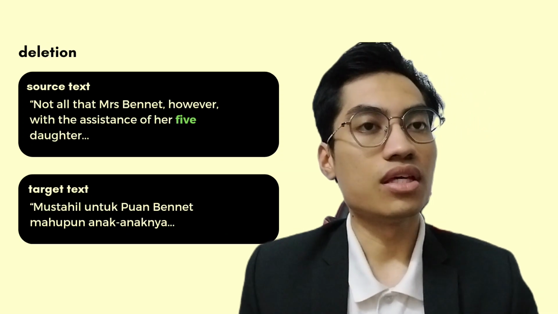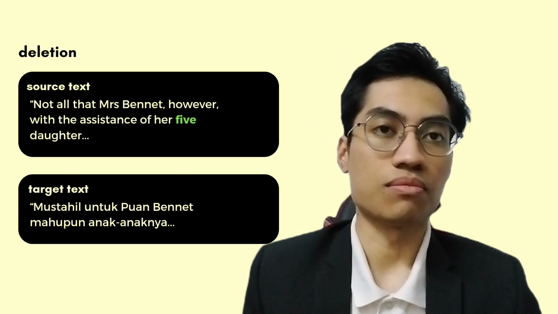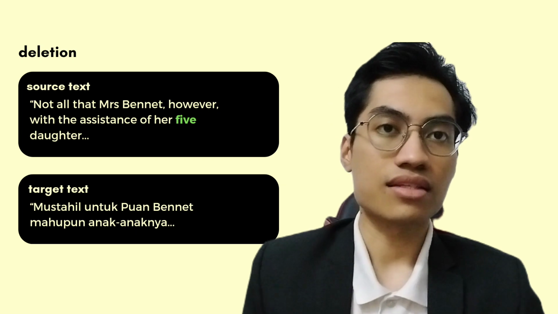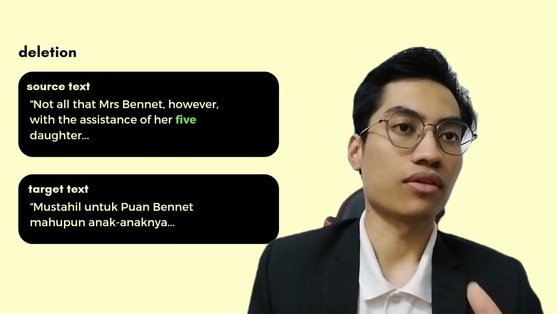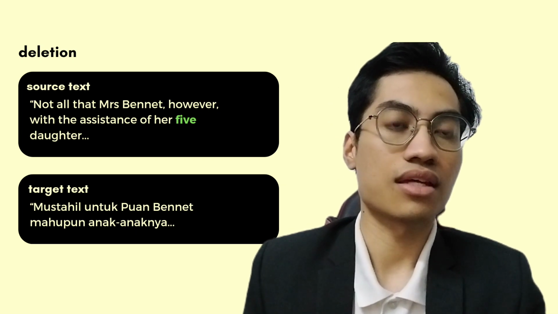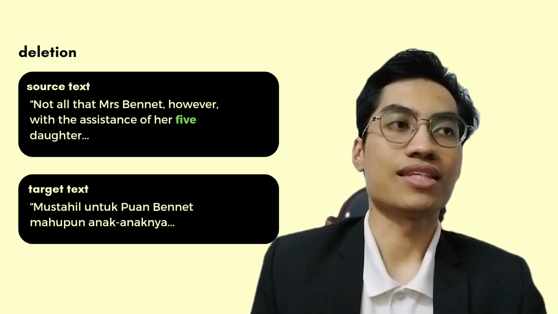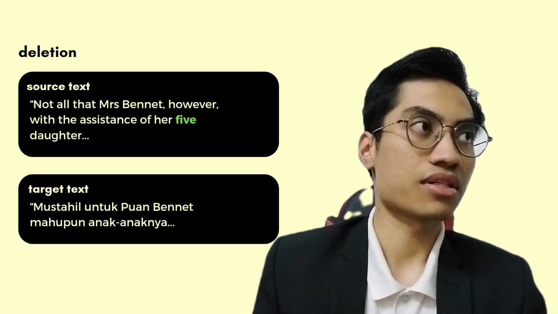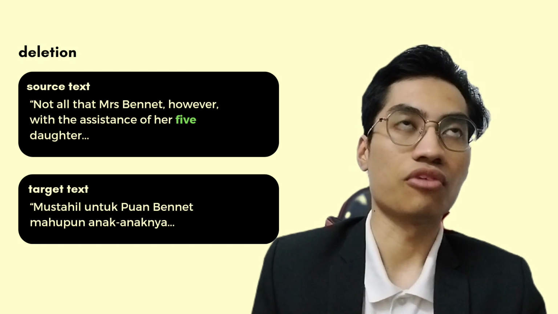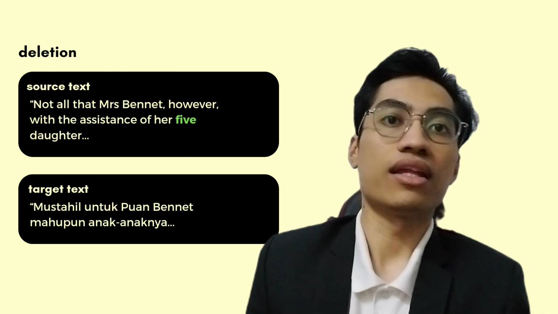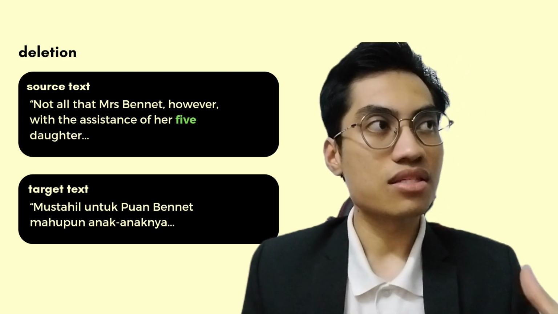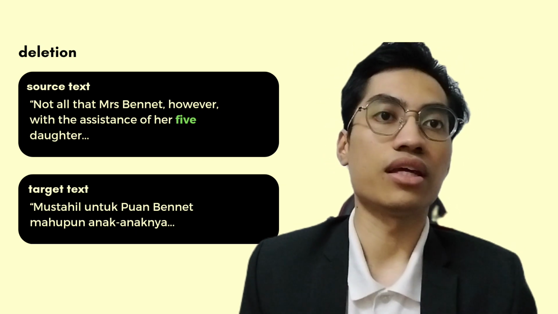The third issue is deletion, a translation method. In the text, the word five is not translated into the target text. It is safe to say that the word is not translated because it is already established in the first two chapters of the novel that Mrs. Bennet has five daughters. Therefore, it is redundant for the translator to state it again.